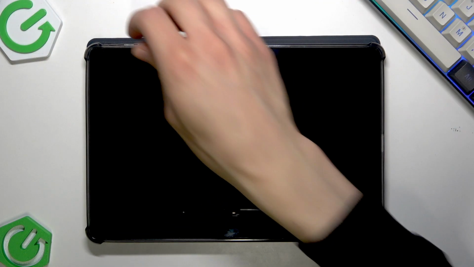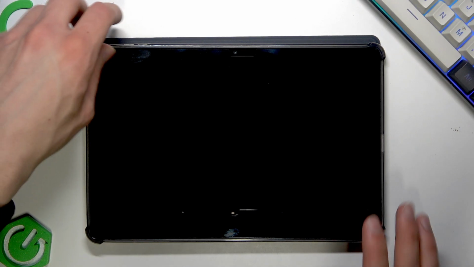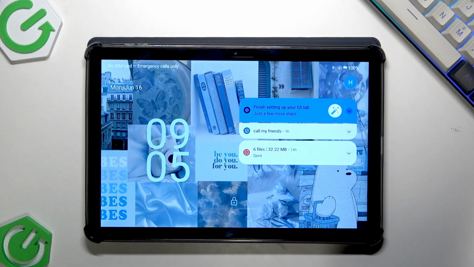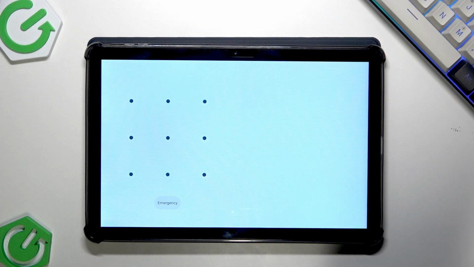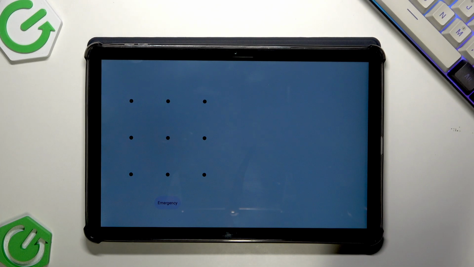So the best solution in such case would be to try and remember the screen lock pattern that you entered the last time. So take your time, and if you really can't do that, then the other best solution for you would be to contact UMIDIGI customer support service and tell them about your issue. And if you can prove the ownership of your tablet to them, they will most likely help you recover the access to it without the need of removing any personal information and data from your device.